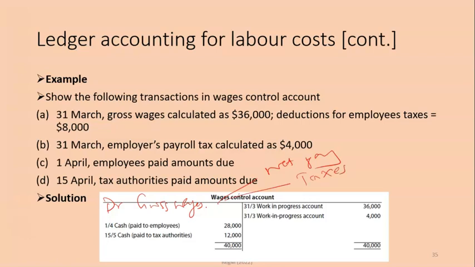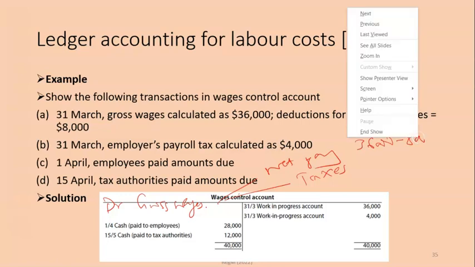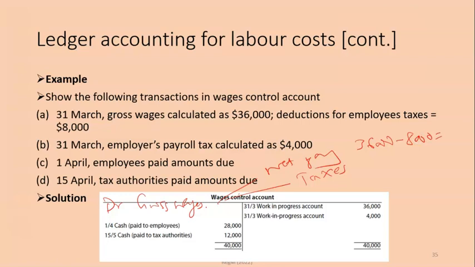The gross wages is made up of net pay as well as taxes and contributions. So the net pay, which was paid to the employees, is determined by, we are given the gross, so net pay is gross 36,000 minus taxes 8,000, and we get 28,000. This is why we're having the 28,000 here. That's the net pay. And then the taxes include this 8,000 and this one, so 12,000.